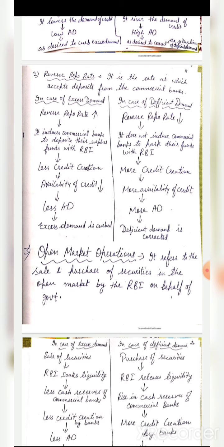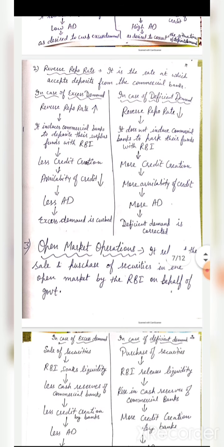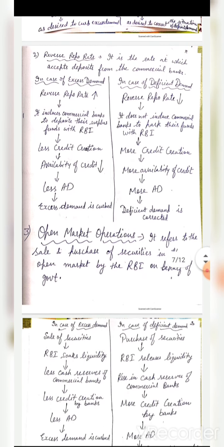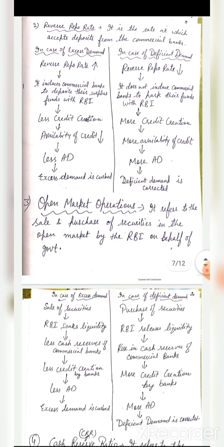In case of deficient demand, the situation is reversed. Reverse repo rate will be low, and it does not induce commercial banks to park their funds with RBI. There will be more credit creation, more availability of credit, more AD, and deficit demand can be corrected.